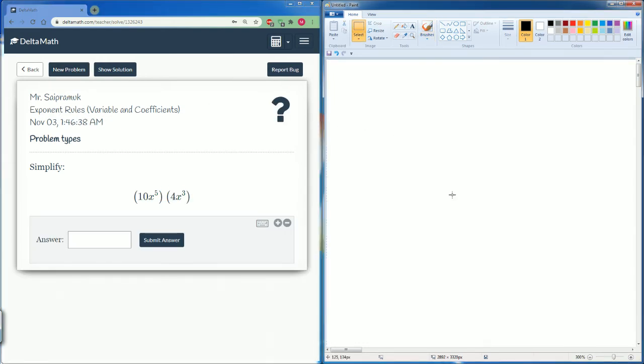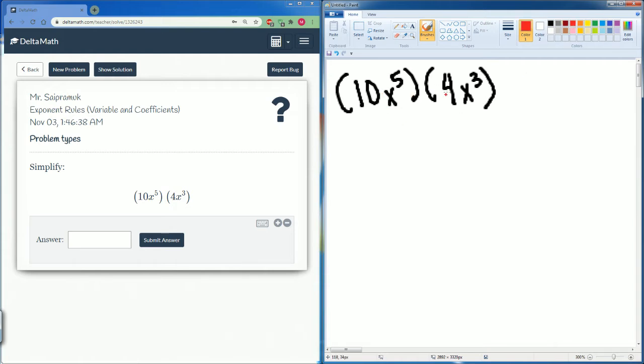This is the new problem. 10x to the 5th, parentheses, 4x to the 3rd. When it's a parentheses and another parentheses, there's a multiplication in between these two. So you want to split this into two parts. You want to do the number part here and the variable part here. The number here is just the coefficient.